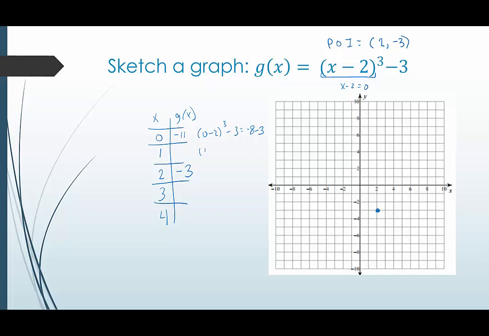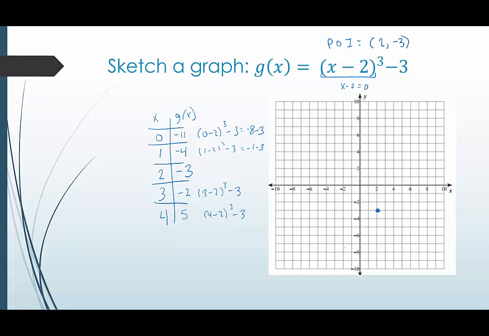Next, we're going to plug in 1. 1 minus 2 cubed would be -1. -1 cubed is -1, and -1 minus 3 is -4. This one we already have. Now we're going to plug in 3. 3 minus 2 is 1. 1 cubed is 1. 1 minus 3 is -2. Plugging in 4. 4 minus 2 is 2. 2 cubed is 8. 8 minus 3 is 5.